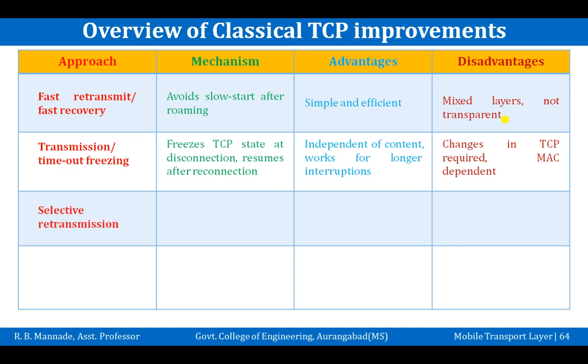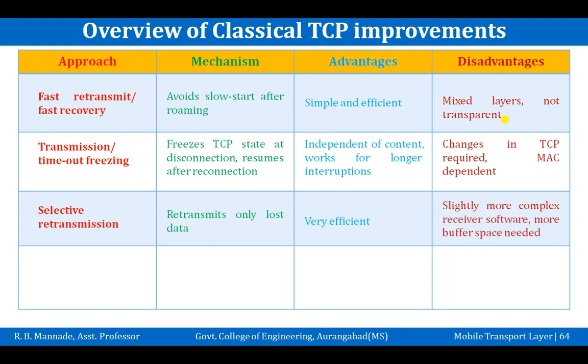Then next is selective retransmission. This technique retransmits only the lost data. So there is no need to transmit all the packets from the start up to the lost packet. That's why in the selective retransmission technique, only the packet which is lost is retransmitted. The advantage is it is very efficient because retransmissions are very few in this case. The disadvantage is it is slightly more complex on the receiver side, and more buffer is also needed at the receiver end.